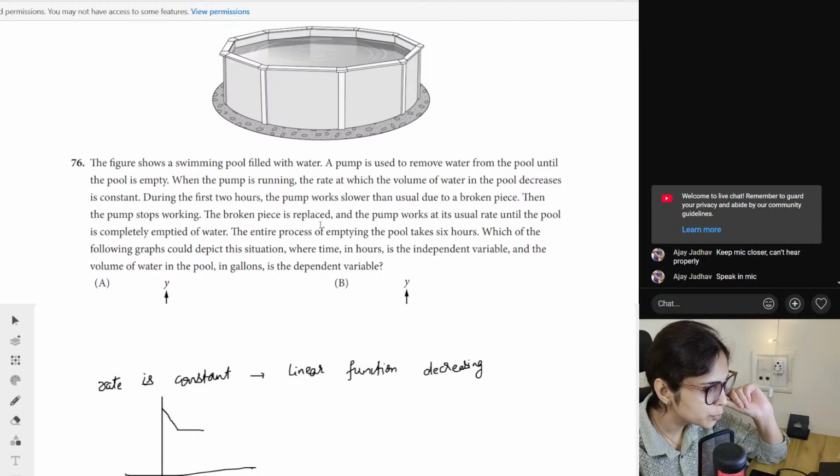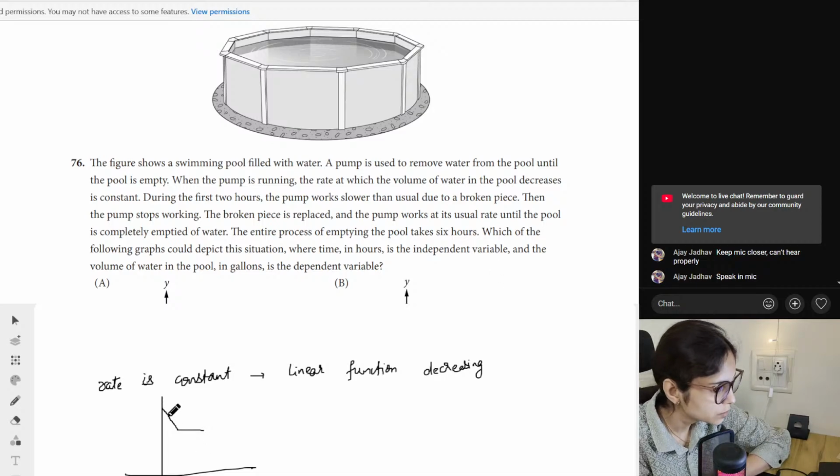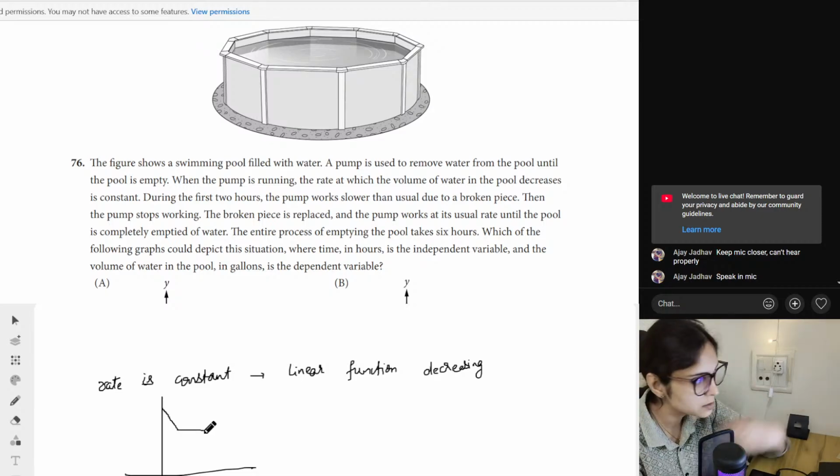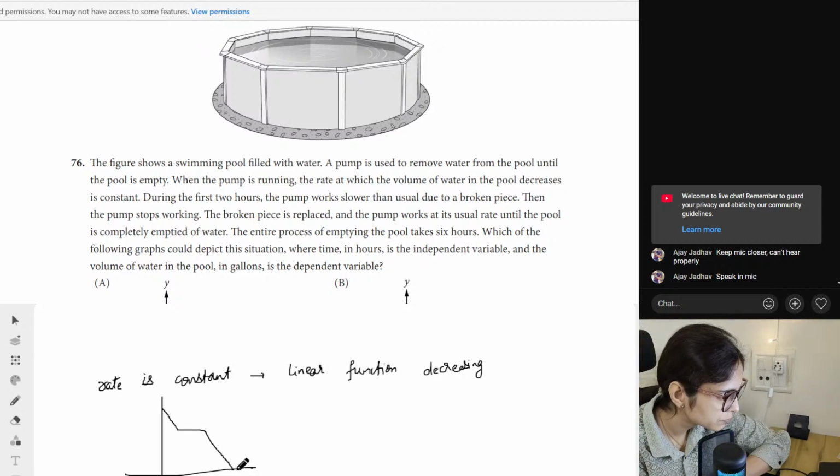The broken piece is replaced, that will take some time, and the pump works at its usual rate until the pool is completely emptied of water. The entire process of emptying the pool takes 6 hours. Okay, so now it starts working at a faster rate, and it takes 6 hours, and this should be 2 hours.